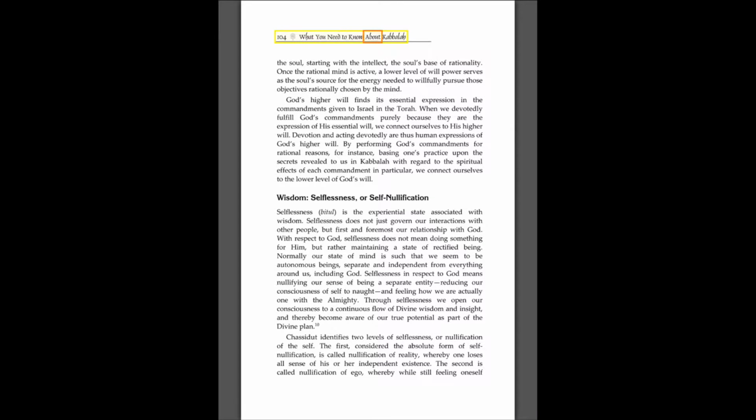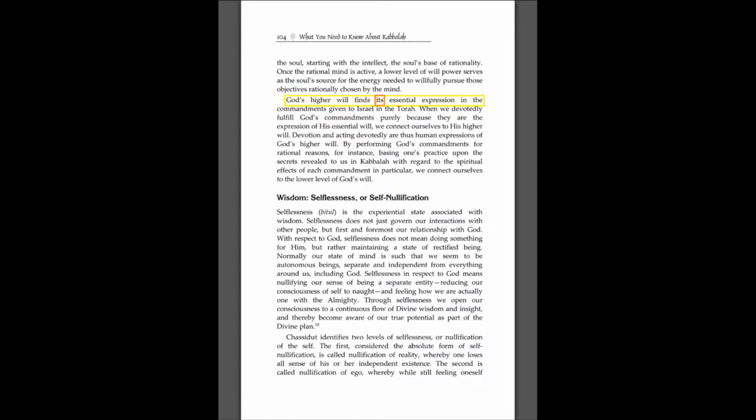What you need to know about Kabbalah: the soul, starting with the intellect, the soul's base of rationality. Once the rational mind is active, a lower level of willpower serves as the soul's source for the energy needed to willfully pursue those objectives rationally chosen by the mind.